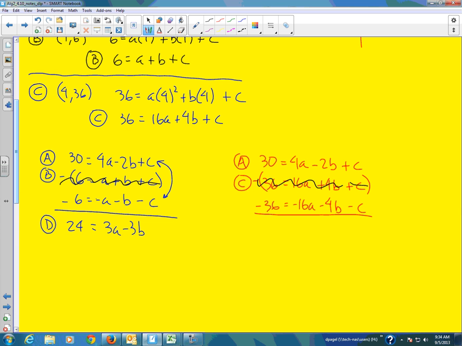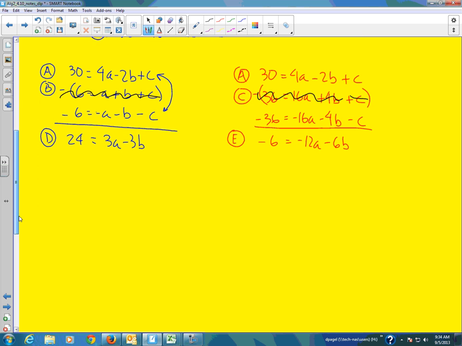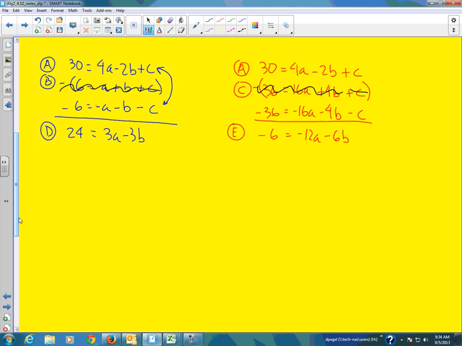And then we'll add up the columns here. So 30 minus 36 is negative 6. 4a minus 16a is negative 12a. Negative 2b minus 4b is negative 6b. This we will call equation E. Notice that equations D and E are both in terms of just two variables now, A and B. Now we have a double system that we set up.